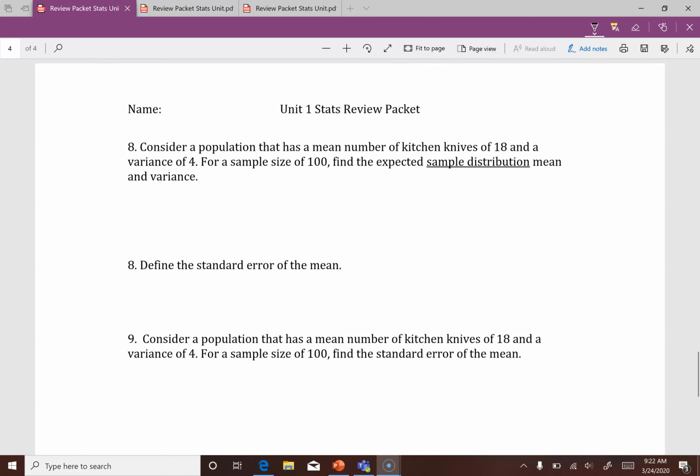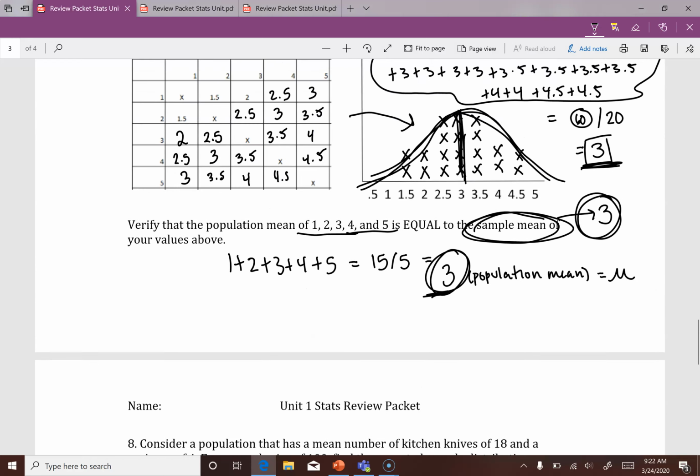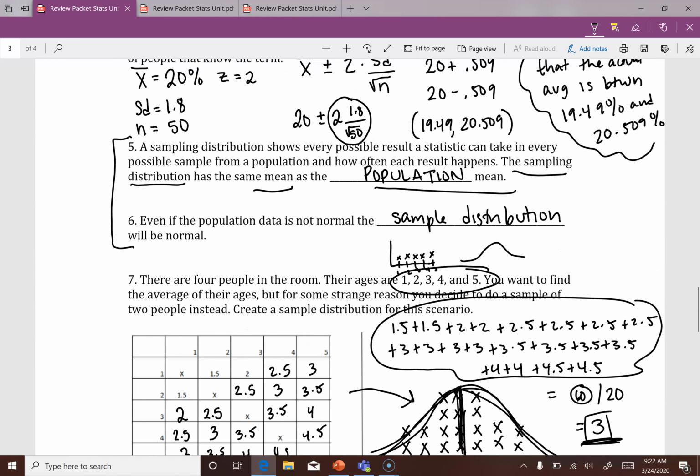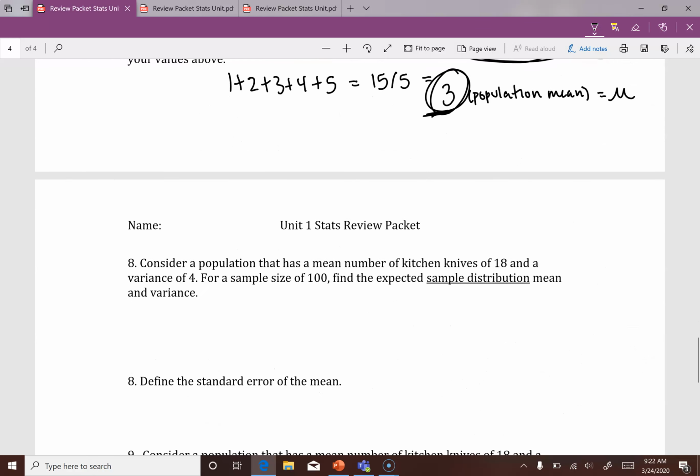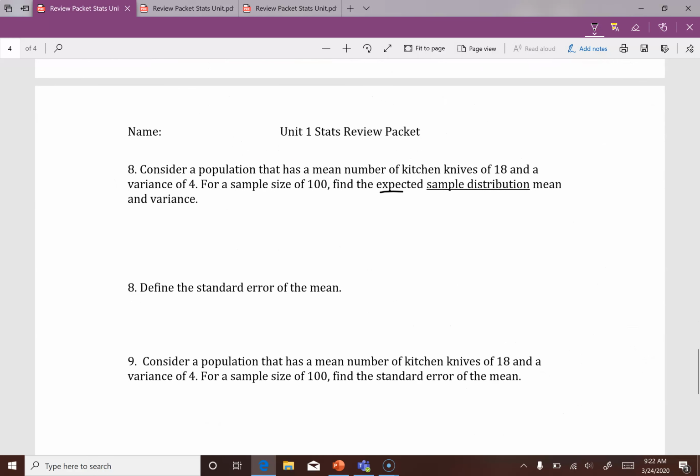Well, we just found on the last page that the sample distribution mean and the population mean are the same thing, right? If we go back up here, they are the same. So our answer to that one is simply going to be the expected sample distribution mean is going to be equal to 18 knives.